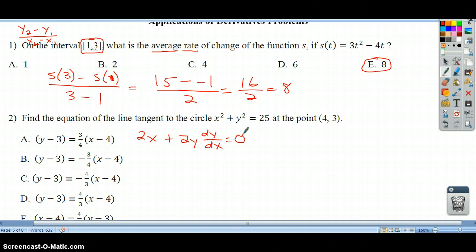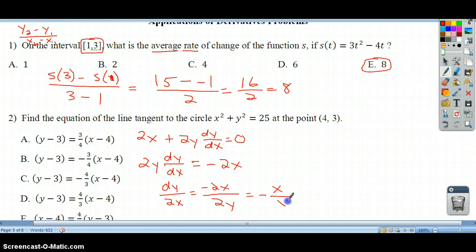Let's do this. 2y dy dx equals negative 2x. Okay? Now we divide both sides by 2y. So dy dx equals negative 2x over 2y. The 2 divided by 2 is 1, so we're left with negative x over y.